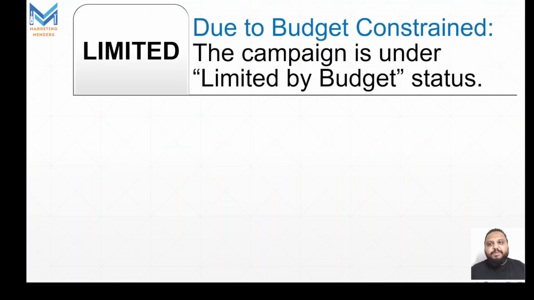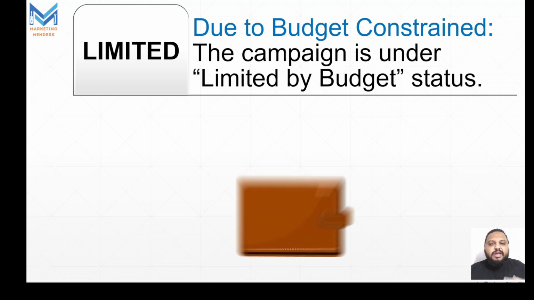Third, limited due to budget constraint. Now the campaign is under limited by budget status. This is very interesting. So if you are getting bid strategy status as limited due to budget constraint, then you will definitely be getting your campaign status as limited by budget. This we have discussed in detail in the previous video, what is the meaning of campaign status limited by budget. So it is very simple.